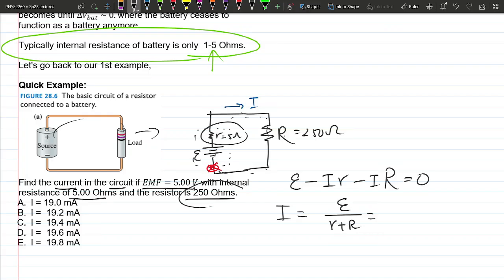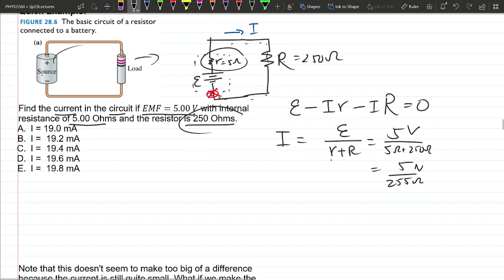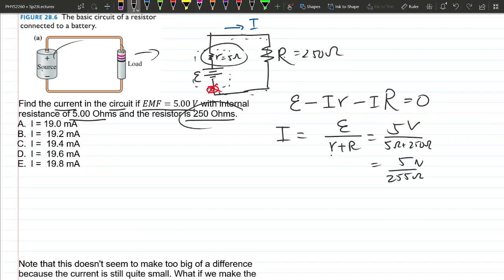So this is going to be 5 volts over 5 ohms plus 250 ohms. In other words, 5 divided by 255 ohms. And that number should be slightly less than 20.